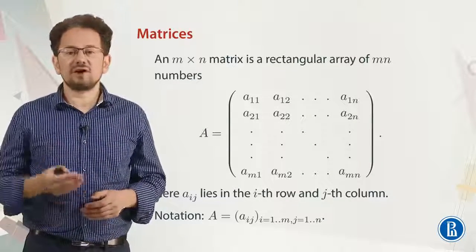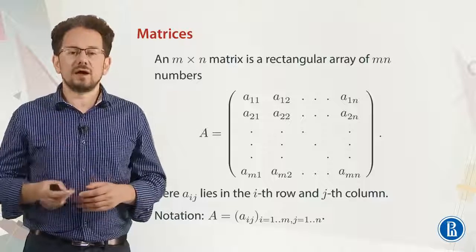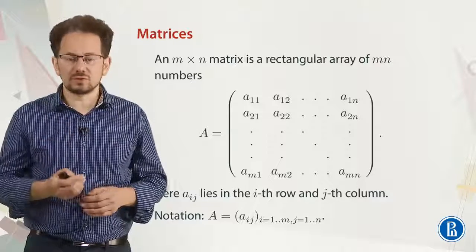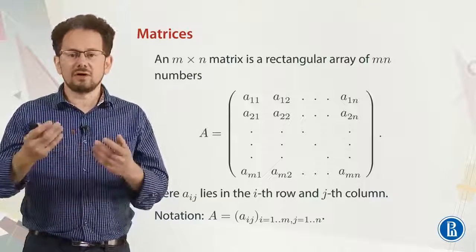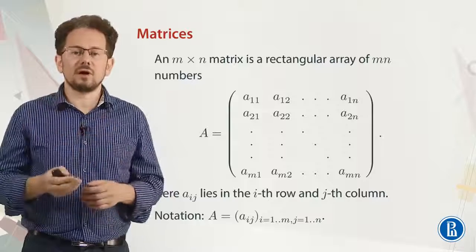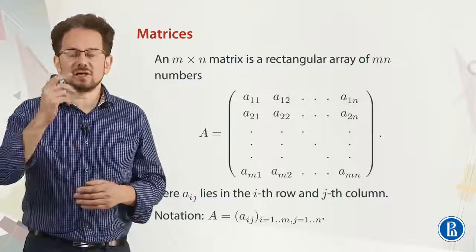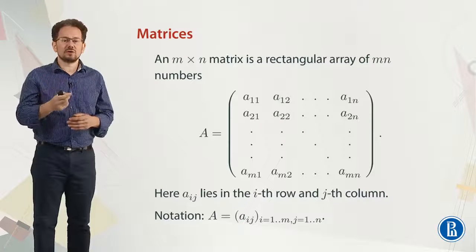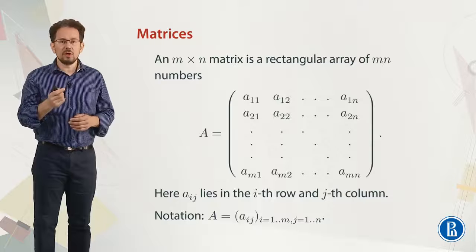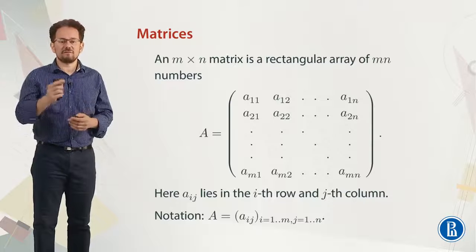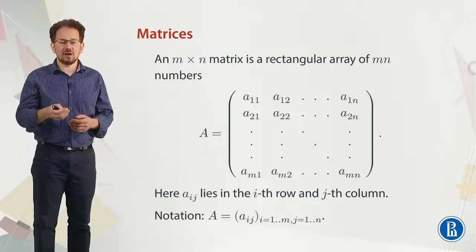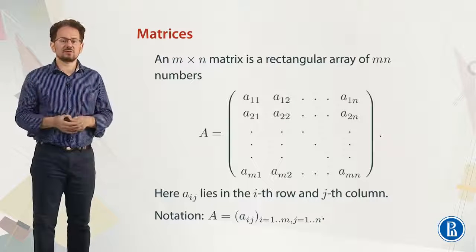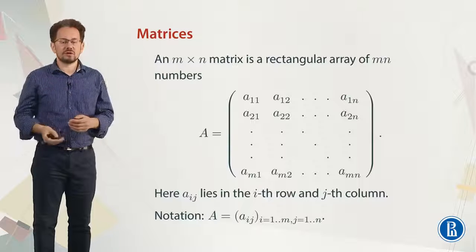A matrix is a rectangular array of numbers, namely an m by n matrix is an array with m rows and n columns, so that it's a rectangle with m by n cells. Each cell contains a single number. The number which lies in the ith row and jth column is denoted by a sub i j. So the first coordinate is i, the second coordinate is j, and all coordinates take values from 1 to the corresponding sizes, the number of rows and the number of columns.